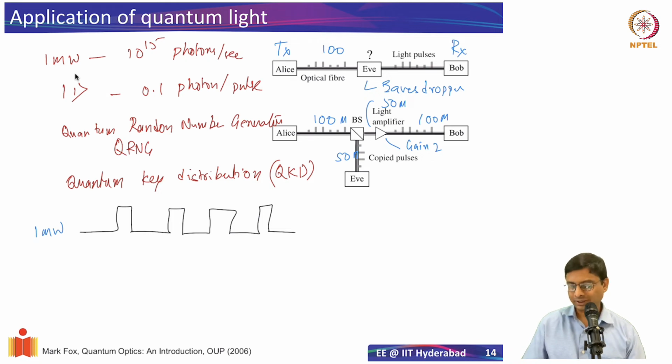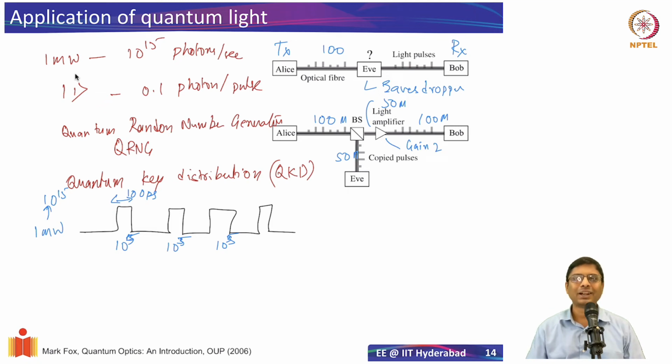It depends on the pulse width. If the pulse is, let's say, 100 picoseconds, how many photons would be there? 1 milliwatt will roughly correspond to 10 power 15 photons per second. So 100 picoseconds will give you roughly 10 power 5 photons per pulse. So a large number of photons are there in each pulse. If I now attenuate it, I'll essentially get a lesser number of photons. So I have to have a pulse source, and then I have to attenuate it.